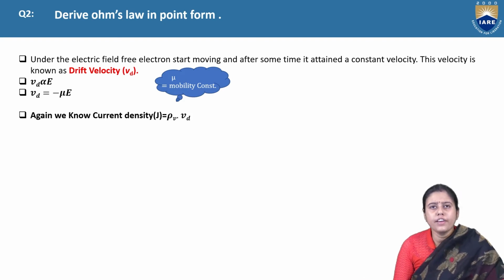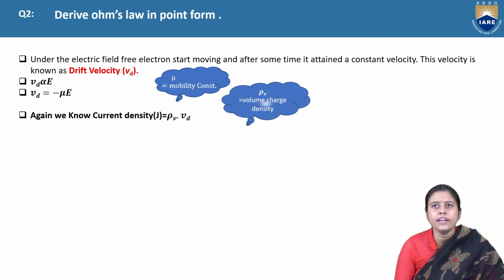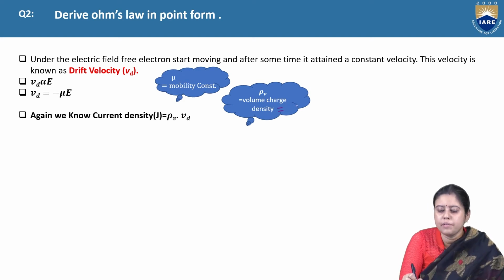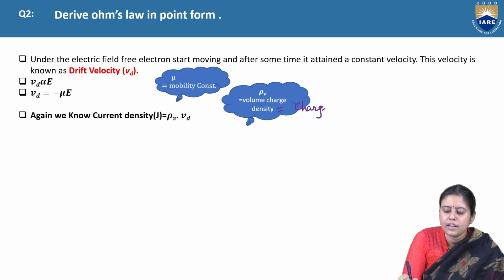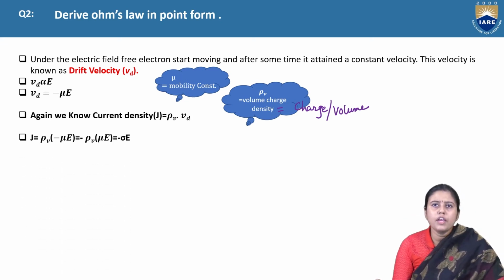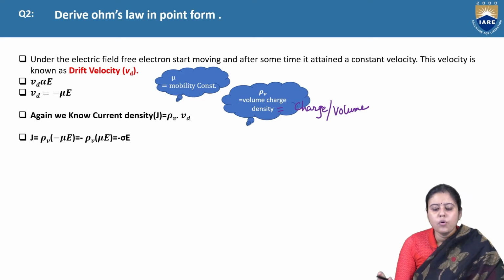Again, from the previous discussion, we know that the current density J is equal to rho v into Vd. Rho v is the volume charge density, and Vd, as we said, is the drift velocity. Volume charge density means charge per unit volume. So we got J equals rho v into Vd.